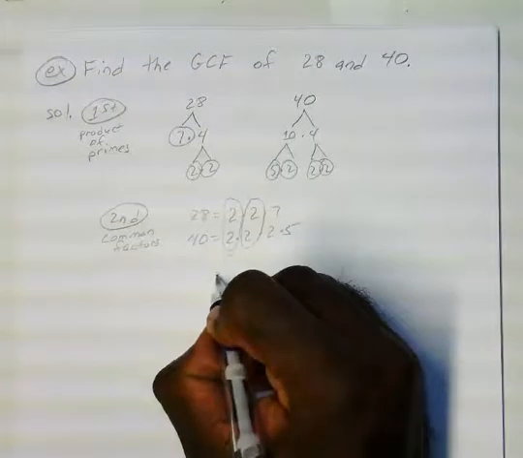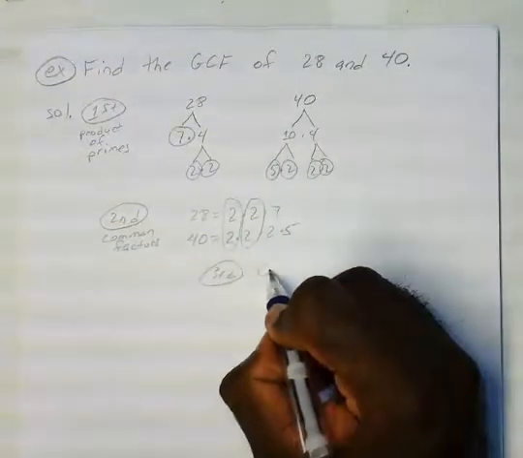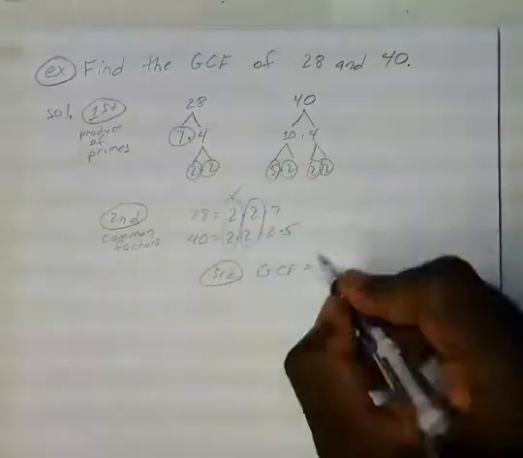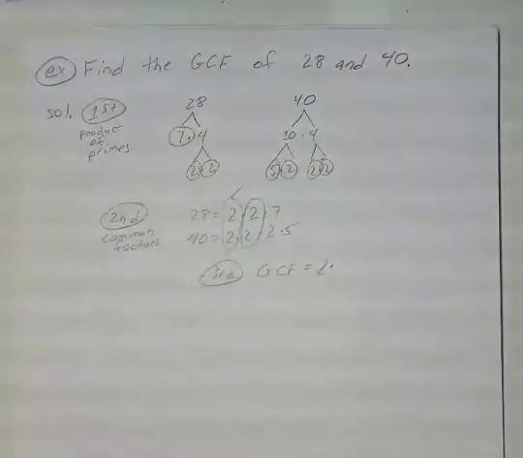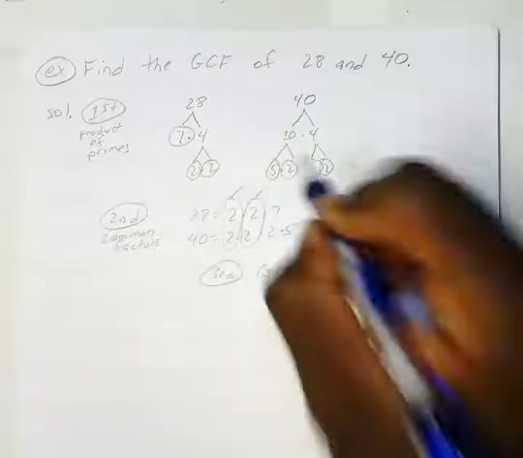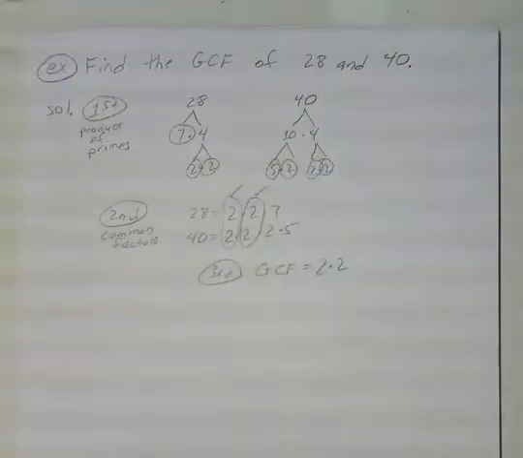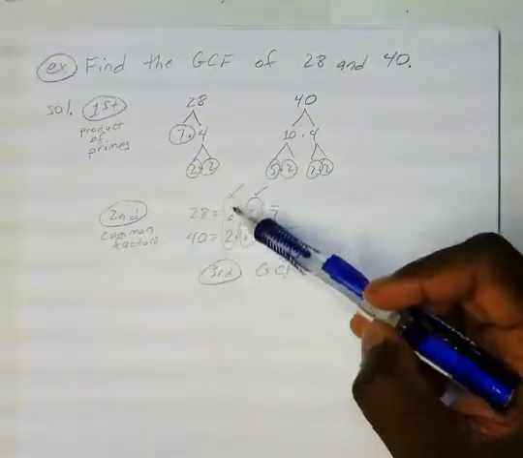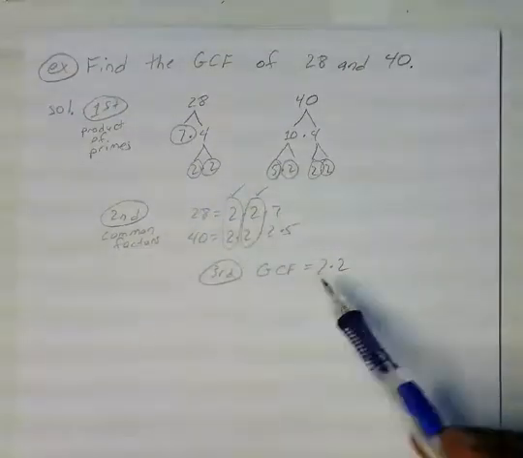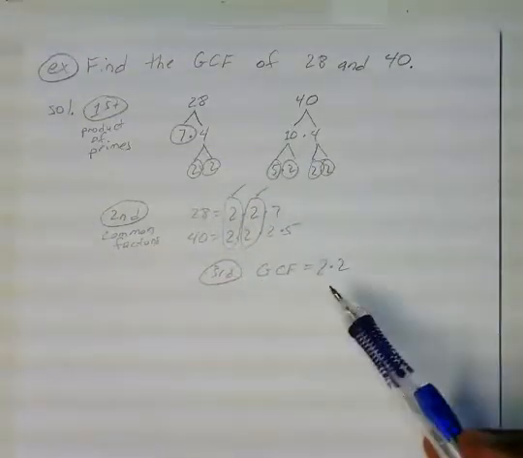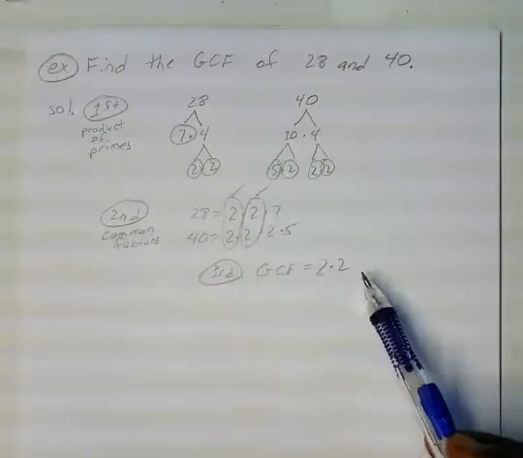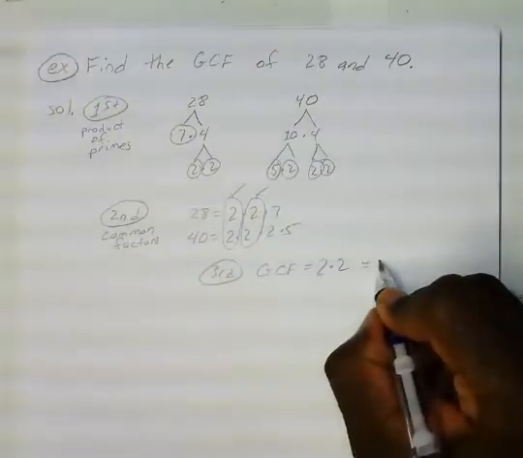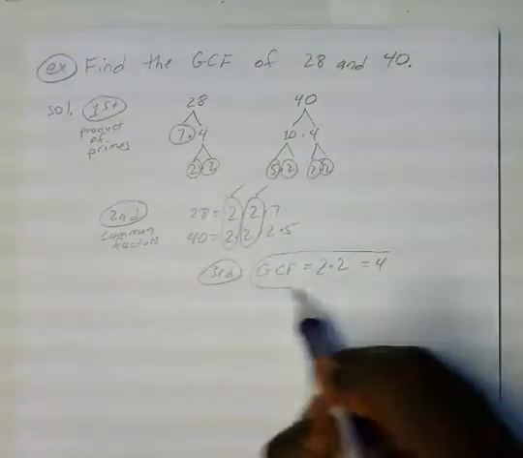Which brings us to our third step, which means our greatest common factor. They have these 2's in common, so we only put the 2 once. They have these 2's in common, so we put that 2 once. You don't multiply all 4 of those 2's together. Just if they have a 2 in common, you multiply that 2. If they have another 2 in common, you multiply that 2. If they both had a 7 in common, you just put the 7 one time there. Okay, so your greatest common factor is actually equal to 4.